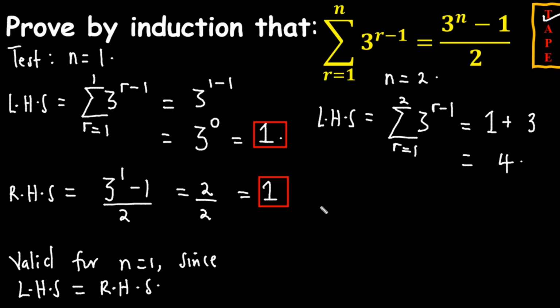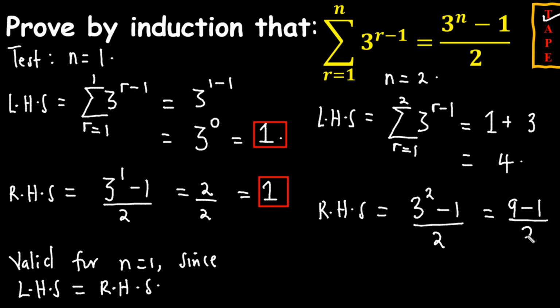Now on the right hand side, we shall have 3 to the power n, where there is n we substitute 2, minus 1, everything divided by 2. 3 squared is 9, minus 1, everything divided by 2. But 9 minus 1 is 8, and 8 divided by 2, the result is 4.